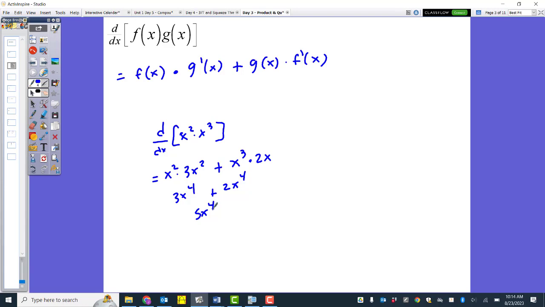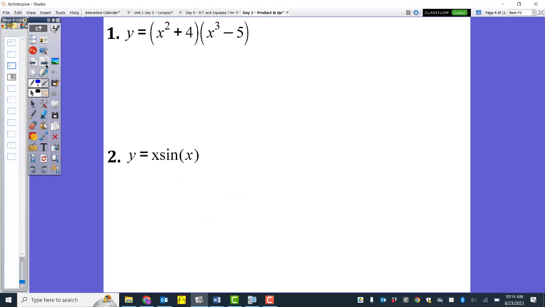Now, for many problems, this is not going to be the ideal way to do it. Like, for example, if you have this one, you have a couple options. You can multiply it out, or you can do product rule. We learned product rule, so let's try out product rule. So dy over dx, it's going to be first function. We'll call this 1, this 2. So first function, x squared plus 4, times the derivative of the second, 3x squared, plus the second function, x cubed minus 5, times the derivative of the first, 2x.